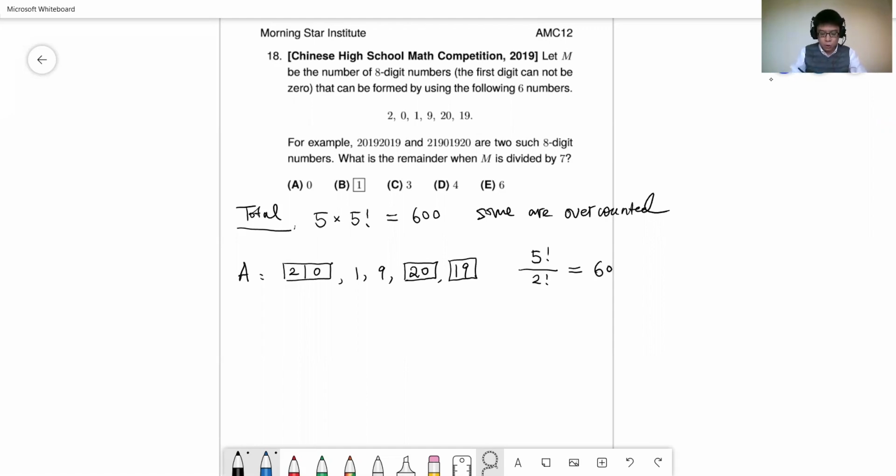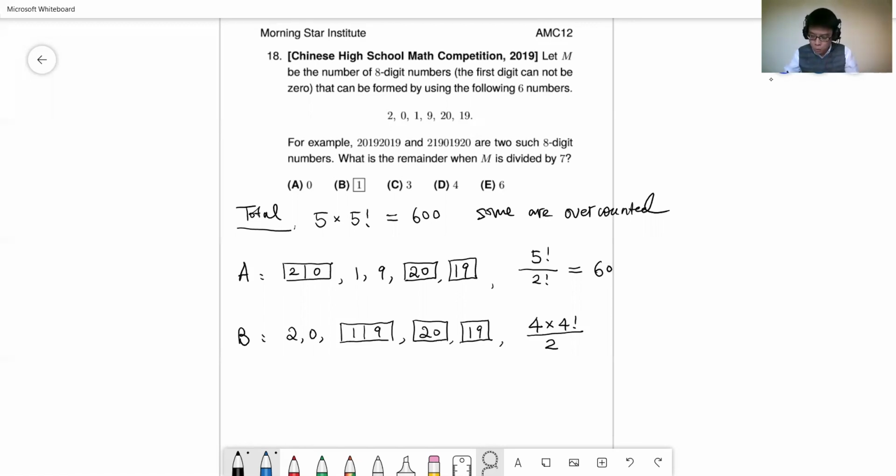And there's another case to produce overcounted cases. That is when 1 and 9 are together. Say 1 and 9 together, 20 together, 19 together. Here is similar, but we should be careful because 0 here is free. So this is different from A because for the leading term, there are 4 choices. And for the remaining terms, we have 4 terms, and we just do permutation. And we need to divide by 2 because two terms are identical. So here we have totally 48 cases.